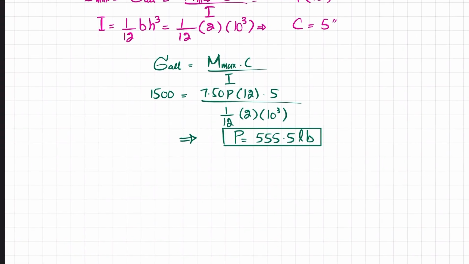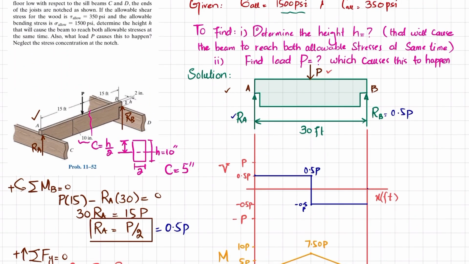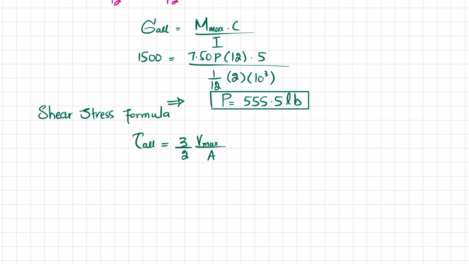Now what we will do is go to the shear stress formula, to find this height H. For the shear stress formula, we know that the maximum or allowable shear stress for a rectangular section is 3 by 2 V max over A. And we will take this portion. So what if I draw the cross section? You can see this is the width, which is 2 inch, and that was the height h.